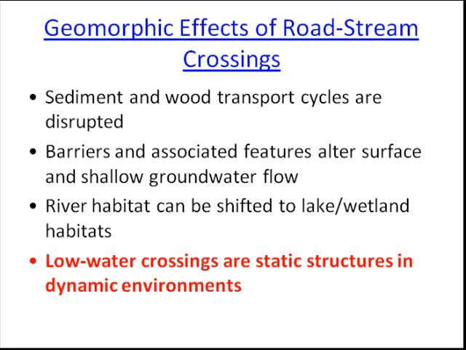So taken as a whole, road stream crossings often impair physical and chemical processes that create and maintain habitat. They also interrupt sediment and wood transport cycles, alter shallow groundwater and surface water flow patterns, and can shift riverine habitat into areas more similar to lakes and wetlands.